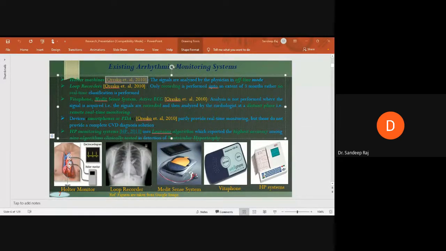Now I will try to go very fast. More or less, what I want to highlight is that there is no device available which is capable of classifying 16 different kinds of ECG signals in real time at the place of the patient. Some partial things are being done by Apple Watches and other companies' smartwatches, but more or less they provide only the heart rate and some partial feedback.